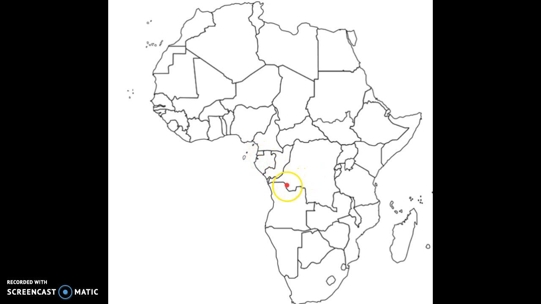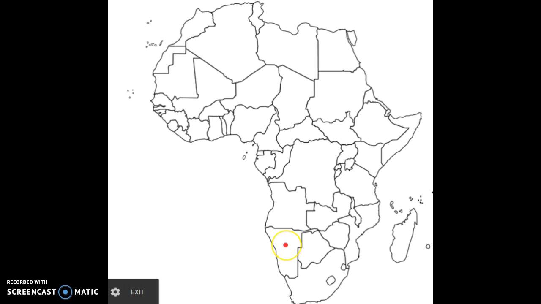So if we're going to go under the DRC, we have Angola, then we have Zambia. Right under Uganda, we have Rwanda, this one right here, and then right below that we have Burundi. And then this country here is Tanzania. So below Tanzania, we have Mozambique. To the left of that, we have Zimbabwe. To the left of that, we have Botswana.